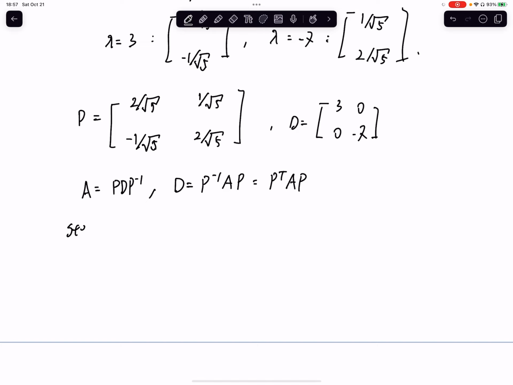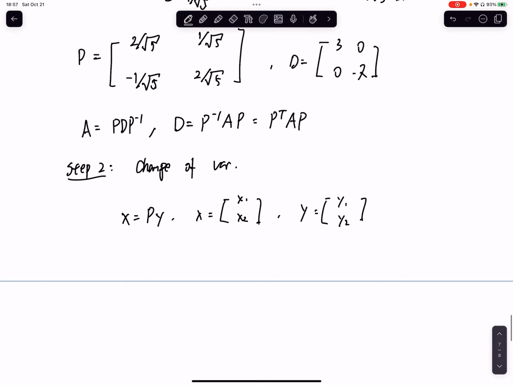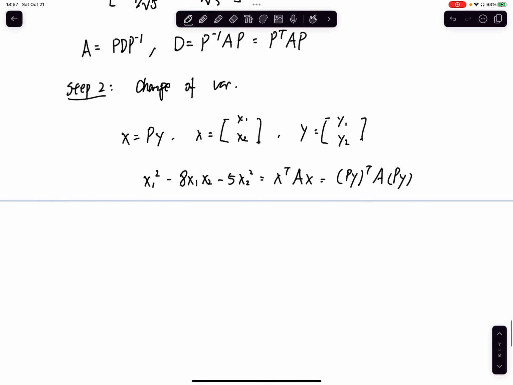So now we apply the change of variable strategy. A suitable change of variable is that x equals Py, where x equals x1, x2, and our y is y1 and y2. So we have that x1 squared minus 8x1x2 minus 5x2 squared equals x transpose Ax equals Py transpose A Py. And this is just y transpose P transpose APy equals y transpose Dy equals 3y1 squared minus 7y2 squared. And we're done, since we have now eliminated all the cross product terms.